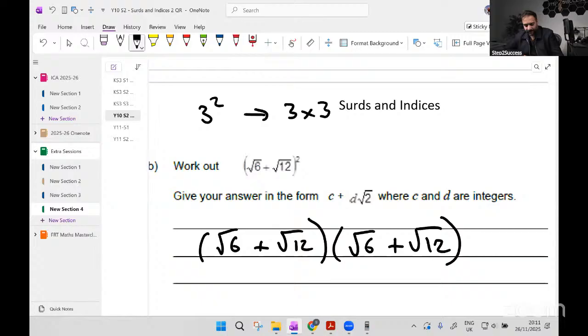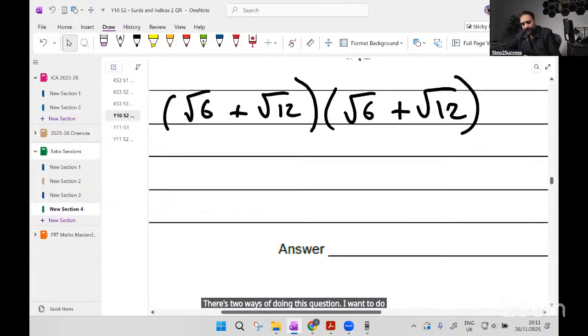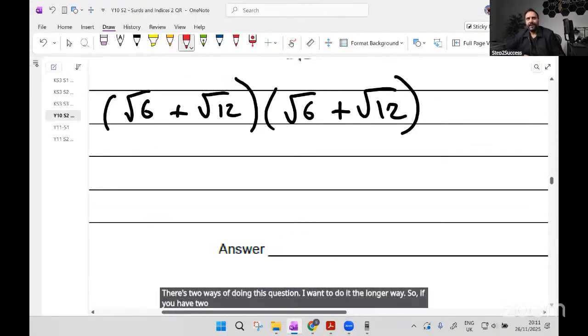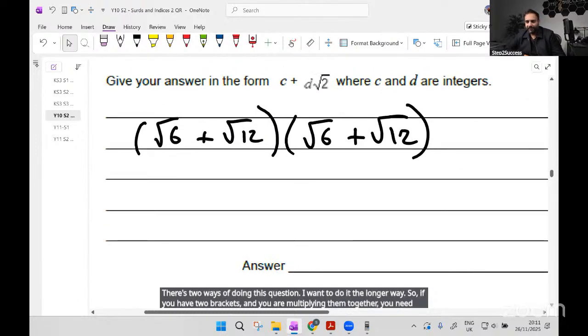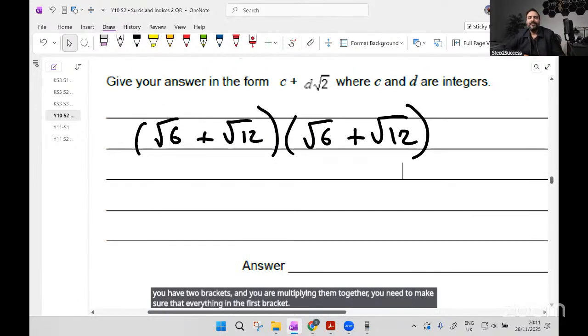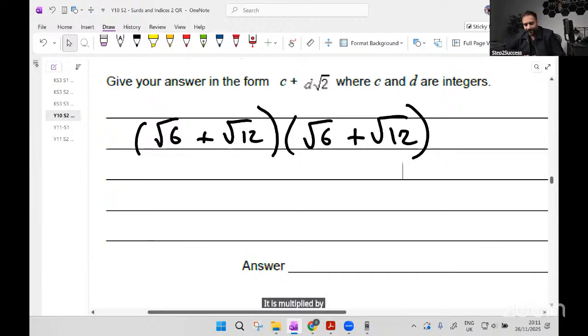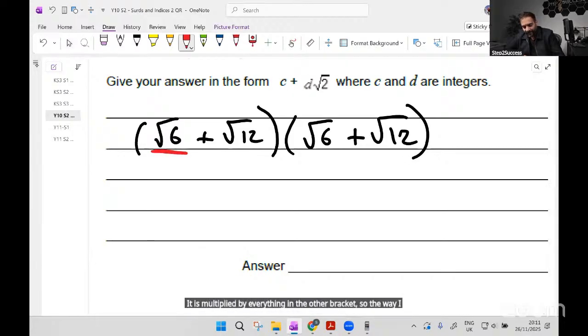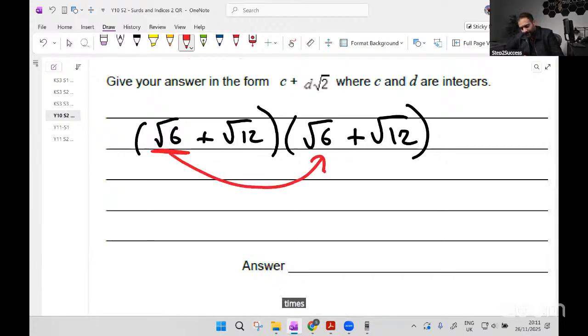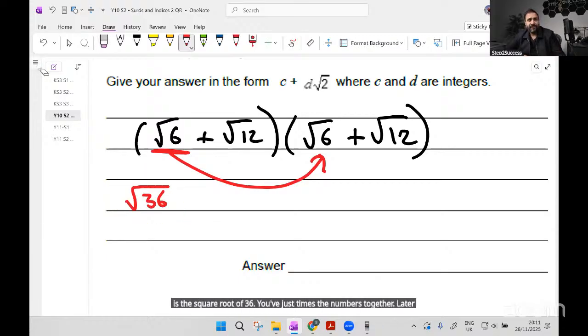There's two ways of doing this question. I want to do it the longer way. So if you have two brackets and you are multiplying them together, you need to make sure that everything in the first bracket is multiplied by everything in the other bracket. So the way I do that is I start with this, times it by this. Now the square root of 6 times the square root of 6 is the square root of 36. You just times the numbers together. Later we will simplify this.